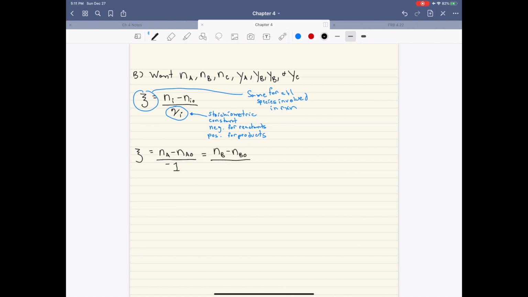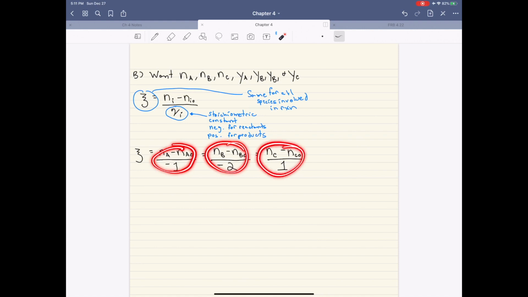Right? And on the bottom here we have a -2, because 2 moles of hydrogen gas are consumed in the reaction. And we could also write it in terms of species C. And right here we have a +1 on the bottom because 1 mole of the methanol is produced in this reaction. Okay? And so the extent of reaction is equal to all these things.